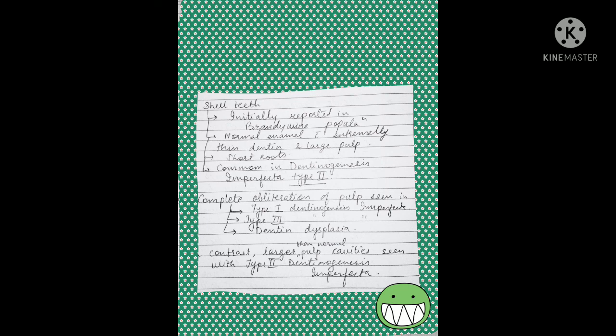Okay, so the next question, in which conditions can you see complete obliteration of the pulp chamber? Complete obliteration of the pulp chamber can be seen in type 1 dentinogenesis imperfecta, type 3 dentinogenesis imperfecta, and dentin dysplasia. Okay, and in contrast you can see larger than normal pulp chambers in type 2 dentinogenesis imperfecta.